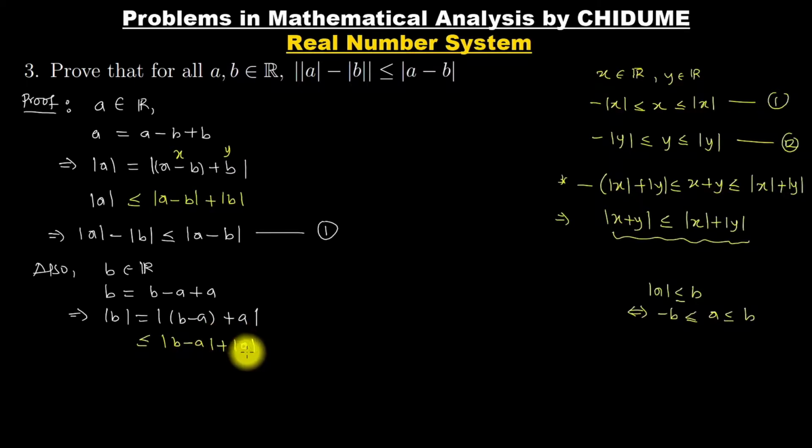So if I subtract the absolute value of A from both sides, I will have the absolute value of B minus the absolute value of A to be less than or equal to the absolute value of B minus A. This implies that the negative of the absolute value of B minus A is less than or equal to the absolute value of A minus the absolute value of B. If I bring this term to the side, the sign in front of them will change, still retaining the inequality sign here. So let's call this 2.